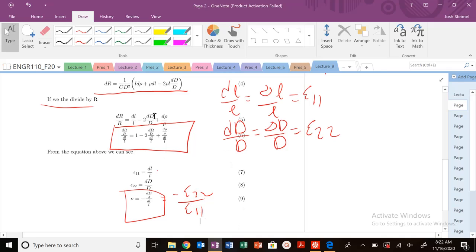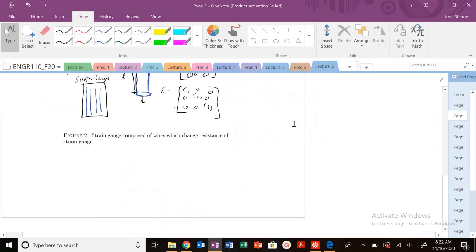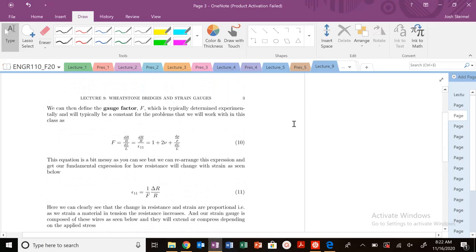So we can rewrite this expression that we have right here, plugging in these values, and actually we could also solve for another key parameter, which is called the gauge factor. The gauge factor is typically going to be given to you when you work with strain gauges for a lot of the problems that we're going to work with. Also, if you buy a strain gauge, typically you could find the gauge factor. The strict definition of the gauge factor is the following.